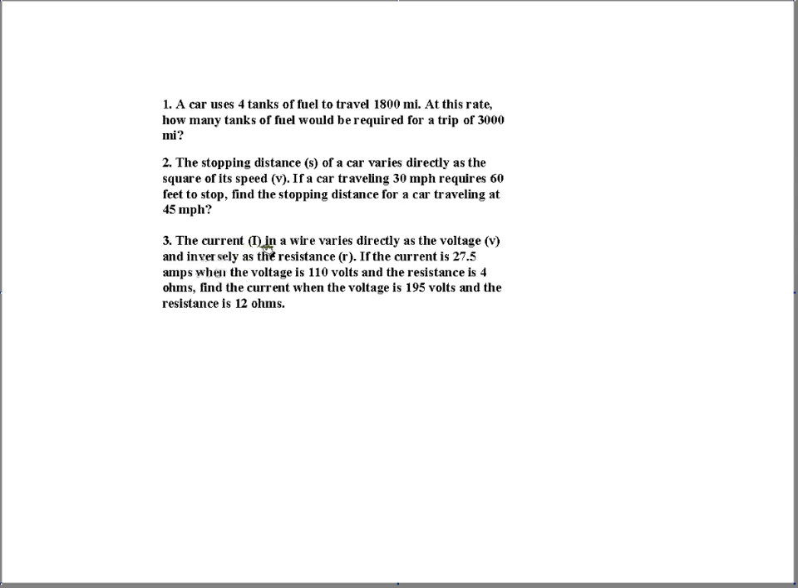The current I in a wire varies directly as the voltage and inversely as the resistance. So we're mixing two variations together here. If the current is 27.5 amps when the voltage is 110 volts and the resistance is 4 ohms, find the current when the voltage is 195 volts and the resistance is 12 ohms. So again, same deal. Write the proper equation for variation. Use the initial values to find K, and then plug the K back in and finish the problem out with these last 2 bits of information.